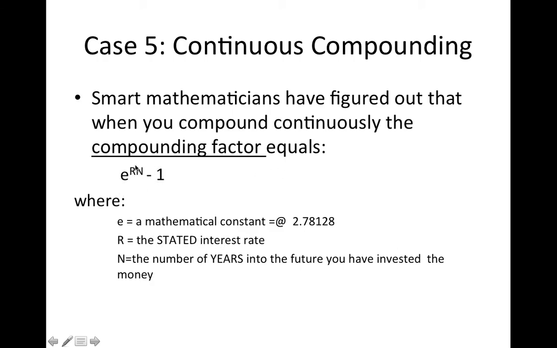R is the stated interest rate in this case. That's the power of this approach: it allows you to use the stated interest rate without having to do anything else to it. And N is the number of years. We don't have to think in terms of number of periods anymore, because that's all handled through this e factor.